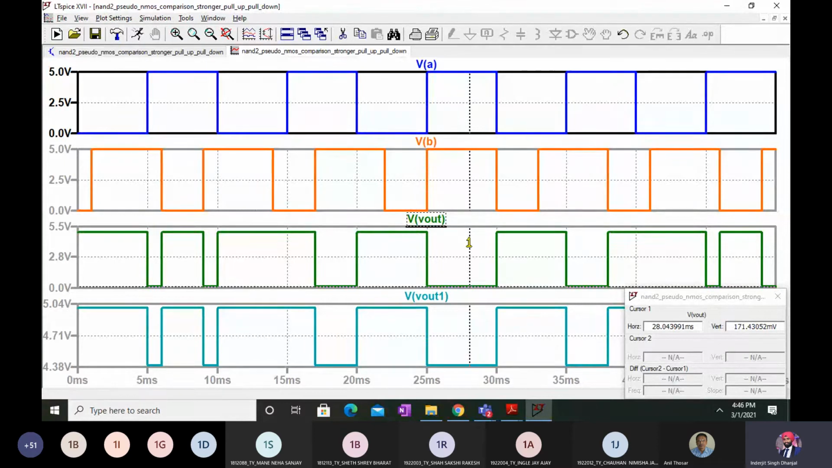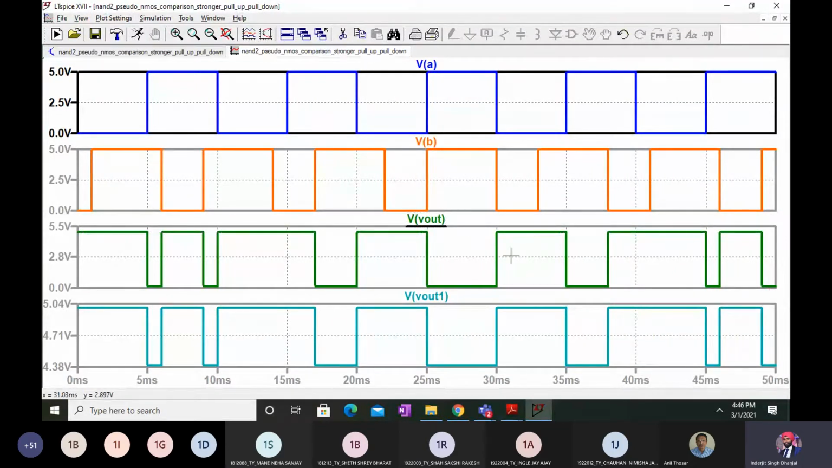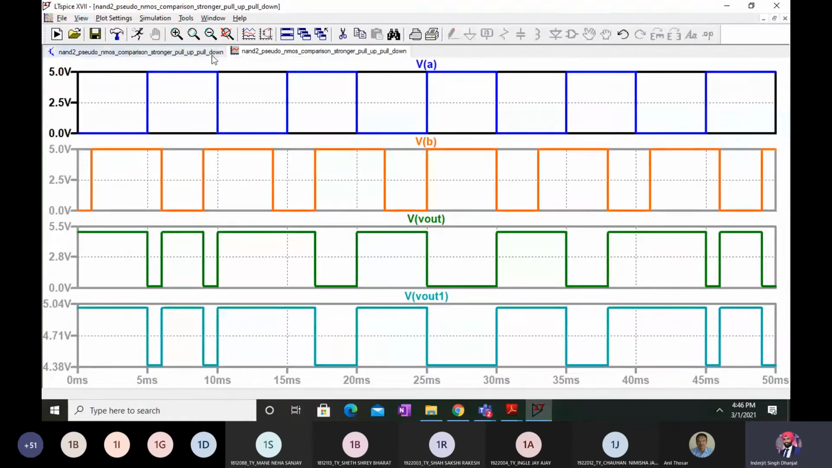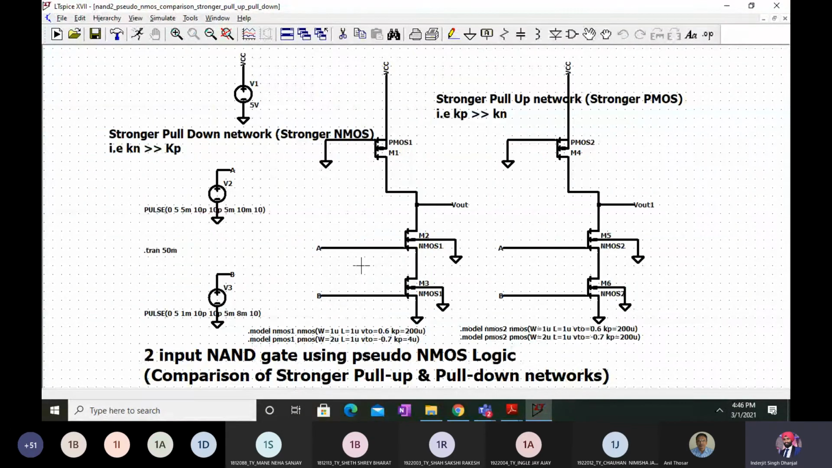So here it is 171 millivolts. As I told you, VOL is non-zero. It is not equal to zero. But still, the green color curve is the proper function with the stronger NMOS network, and this cyan color curve, this V out 1, is my output when the stronger PMOS is there. So that is the example of comparison of a stronger pull-up and a stronger pull-down network. I hope that this is clear to you. And you can see how the output is getting affected just by changing W by L ratios, right? So that's why this is the ratioed logic.